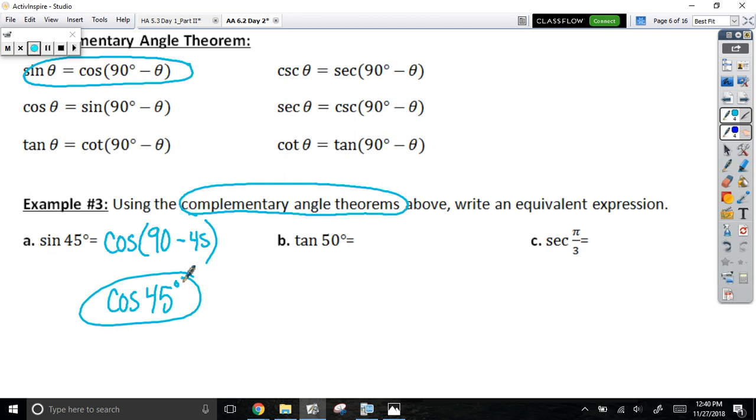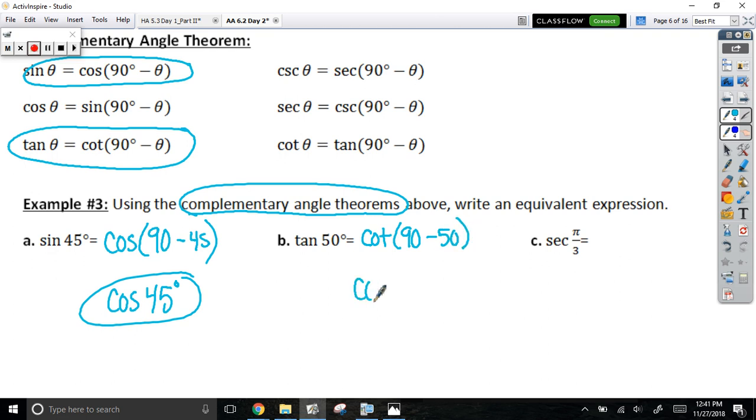Okay, the next one is tangent of 50. So we'll use this formula for tangent of theta equals cotangent of 90 minus theta. And theta this time is 50. Which will be cotangent of 40. You don't have to put the degrees every time if you don't want to. So we'll have a lot of those. Alright, now, pi over 3. These are in radians. Okay?